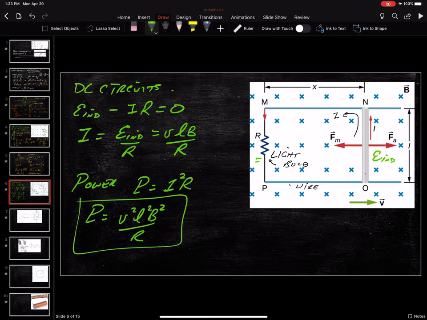How much energy per second? Notice, the light bulb lights up if you move it to the right. Does it get darker if it moves to the left? No, of course not, because it depends on the square of the velocity. It doesn't depend on which direction you go. So either way you move this, if you move it to the right, the current flows counterclockwise. If you move this thing to the left, the current flows clockwise, so it flows in the opposite direction. All right, so see, nothing to it.